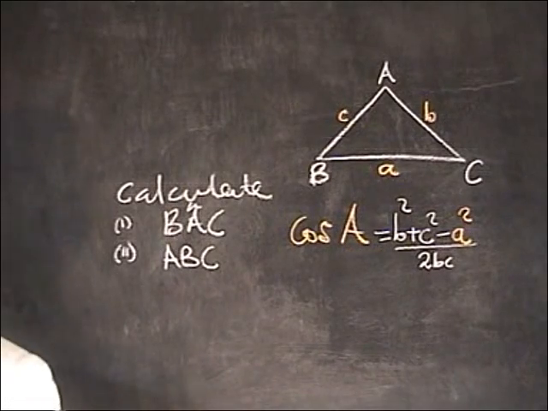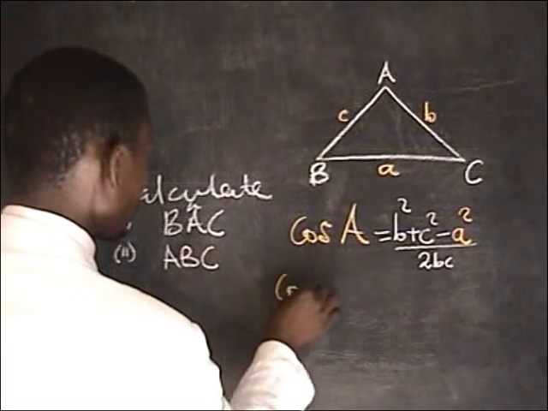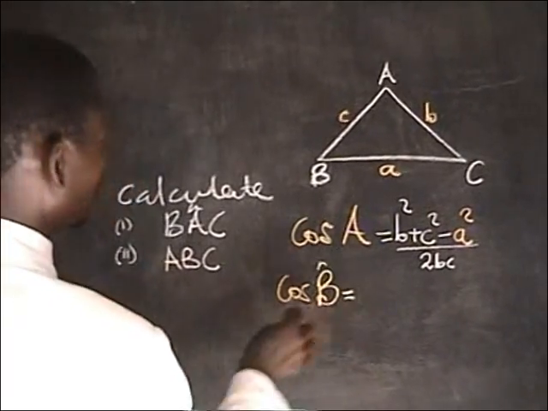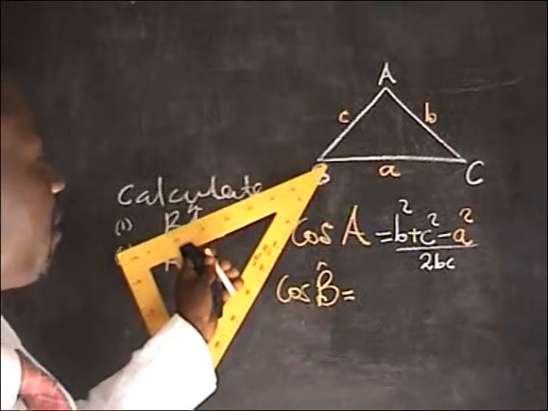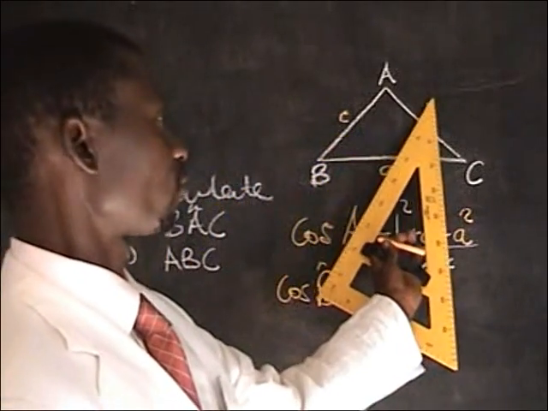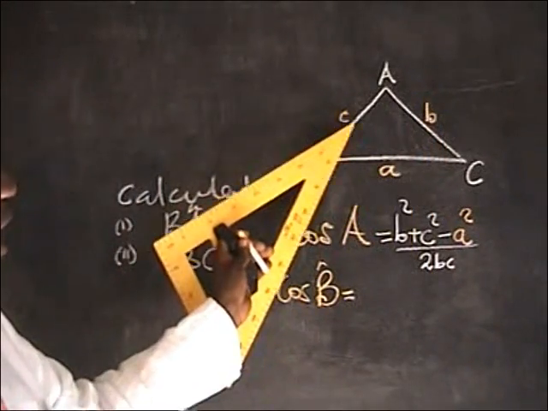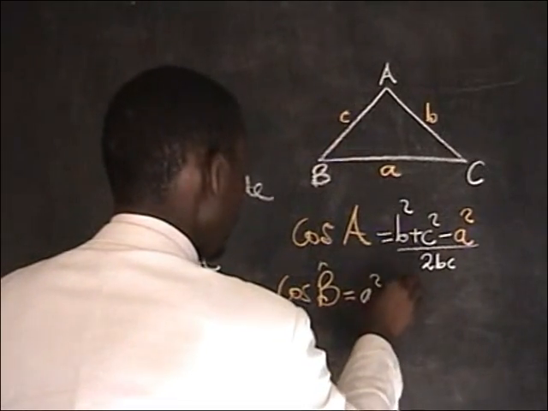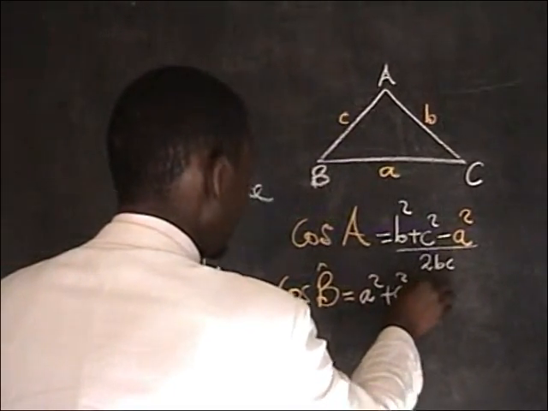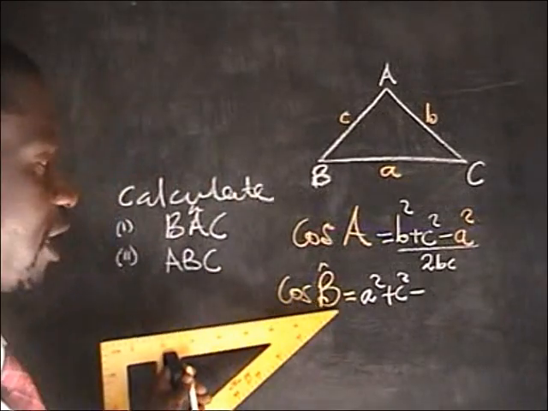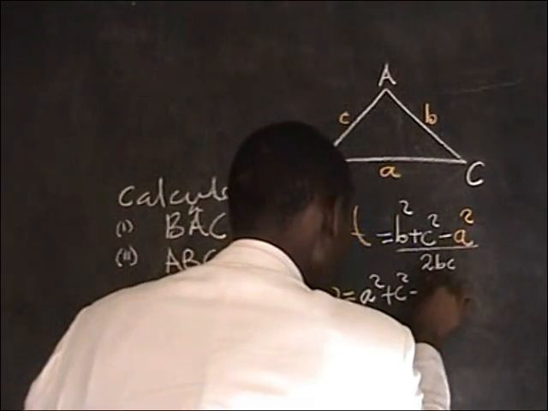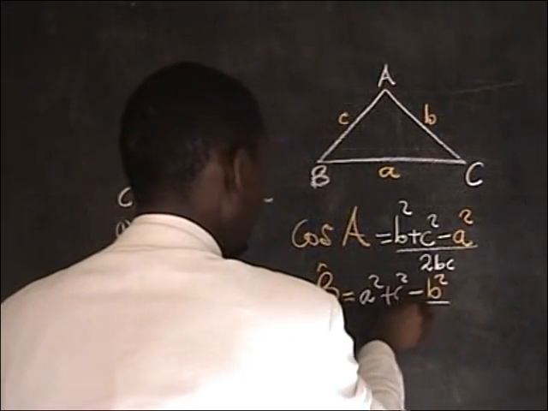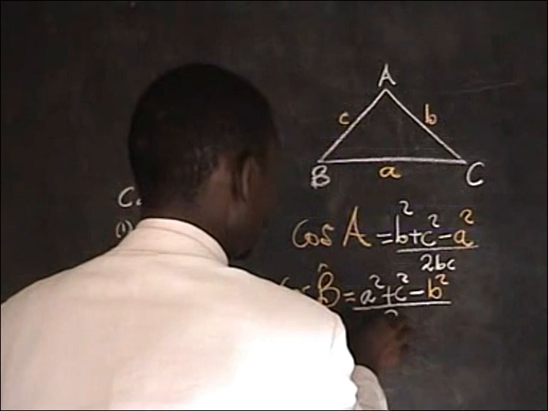For angle B to be calculated, the formula is going to be cosine big B equals. Since you have started with a big B, cover the small letter b, and you will be able to see A and C. Then after the equal sign, you enter A squared plus C squared, then minus small b squared, and everything divided by 2, which is part of the formula.